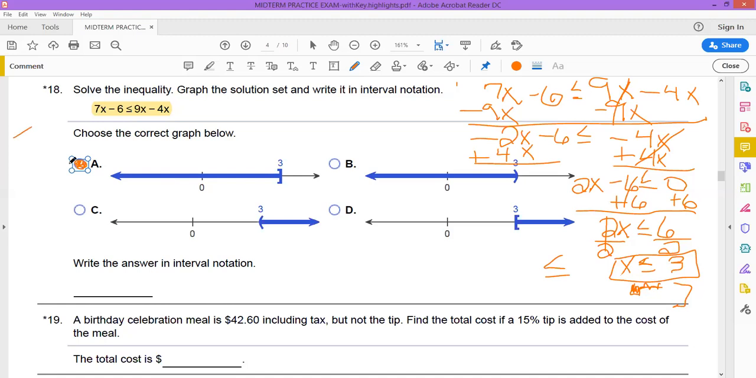Now, interval notation, we have our negative infinity first. So negative infinity, it looks more like an 8, but negative infinity with parentheses, comma, and then positive 3 with a bracket. That will be our interval notation. So negative infinity, always use parentheses for infinity, comma 3, and then we have a bracket at 3.